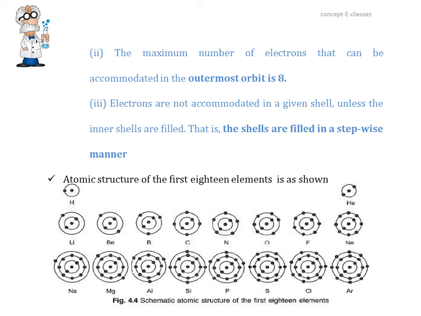So this is the atomic structure of the first 18 elements. For hydrogen, the number of electrons is 1. It accommodates in the K shell. In the case of helium, 2 electrons are there. So the distribution of electrons in helium would be like this. In the case of lithium, it has 3 electrons. So first the K shell is filled and then the L shell is filled. Similarly, after the K shell and the L shell are filled, it goes to the M shell. So this is how the distribution of electrons in an orbit takes place.